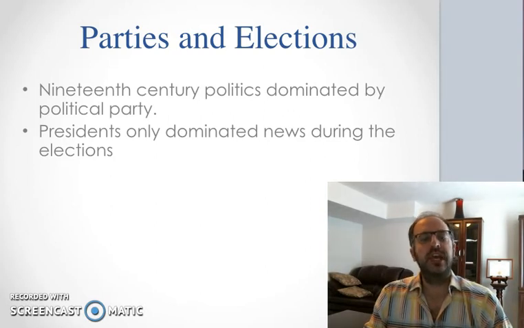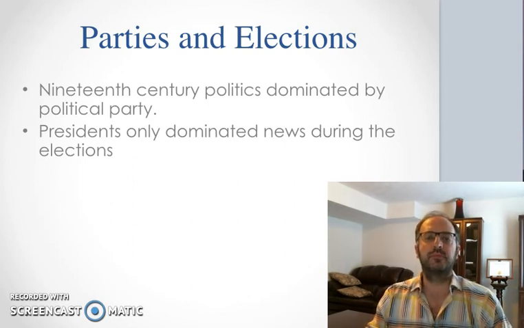However, presidential candidates were the focal point of the national party's efforts and were the centerpiece of the elections. They were expected to pull the party's candidates along on their coattails and to distribute patronage positions to major supporters if they won. But this only happened during the election season. Otherwise, presidents typically remained in the background and let the national party do its work.